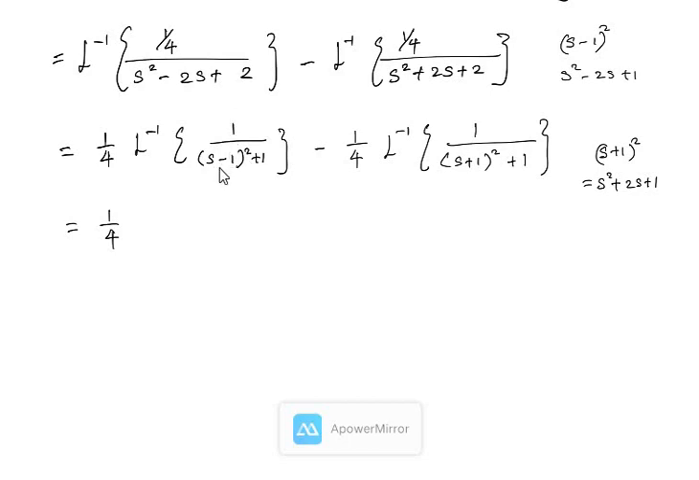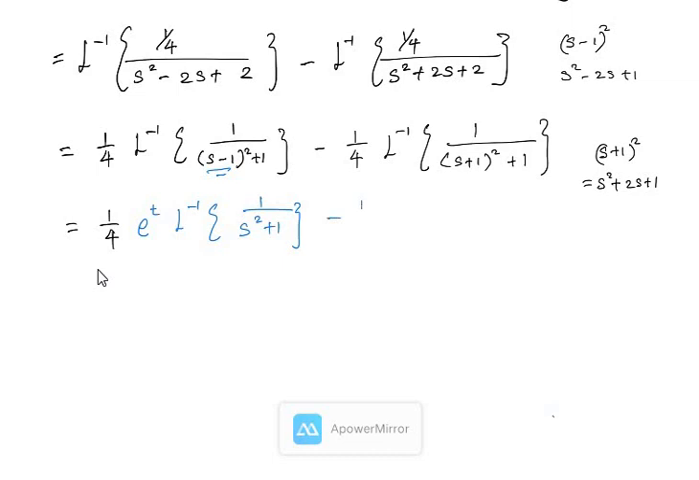So 1 over s minus 1 squared plus 1. So what about this one? This one we can use the table of Laplace transform. Okay, so we can change to exponent t. So this part we can change to exponent t, and then we left 1 over s squared plus 1.